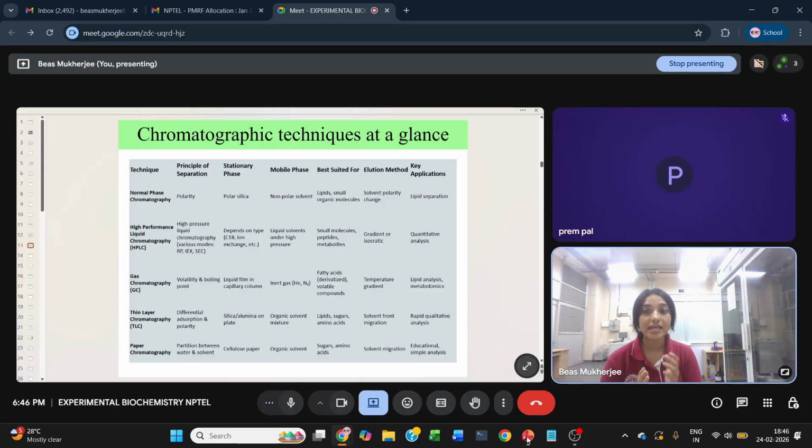Now we have the HPLC technique, which is high pressure liquid chromatography, and it depends on C18, ion exchange, etc. So you can go through all of these.